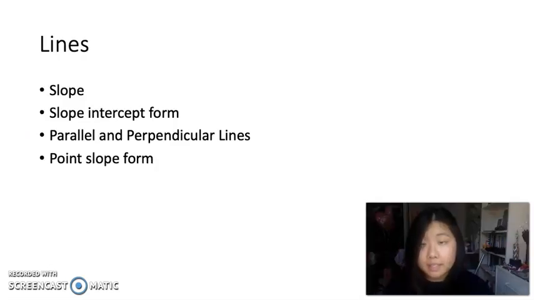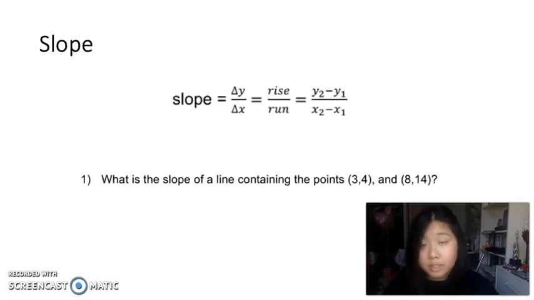The next topic is lines, and 4 things to think about regarding lines on the SAT is slope, slope-intercept form, parallel and perpendicular lines, and point-slope form. So let's look at slope first. Slope is defined as the change in y, which is represented by this triangle, which is delta, or change. Change in y over change in x, or rise over run. And we can solve this using the equation y2 minus y1 over x2 minus x1, where x1, y1 is one coordinate pair on the line, and x2, y2 is another coordinate pair on that line.